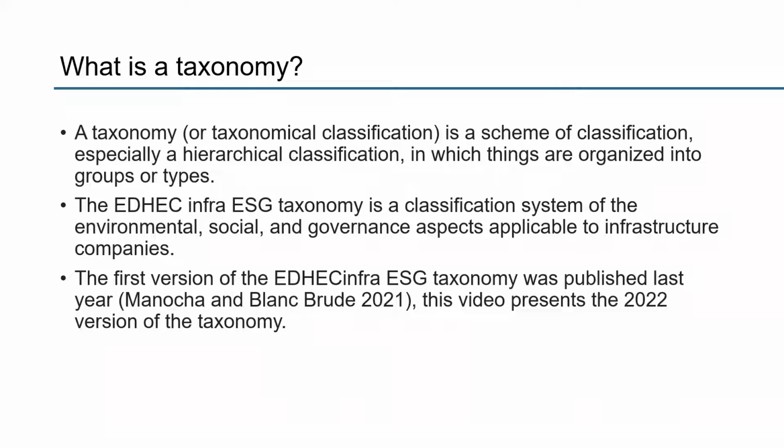What is a taxonomy? In a generic sense, a taxonomy or a taxonomical classification is a scheme of classification, especially a hierarchical classification in which things are organized into groups or types. Now, the EDHECinfra ESG taxonomy is a classification system of the environmental, social, and governance aspects applicable to infrastructure companies. The first version of the EDHECinfra ESG taxonomy was published last year. This video presents the 2022 version of the taxonomy.